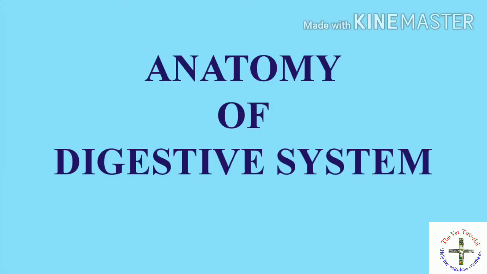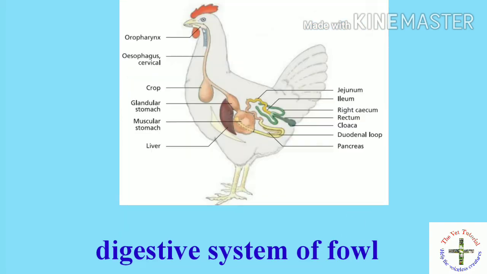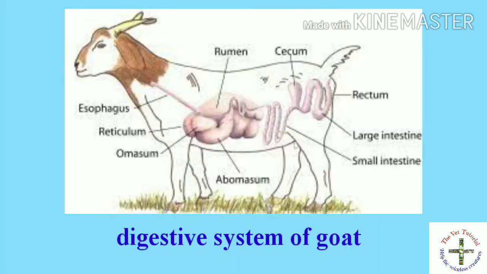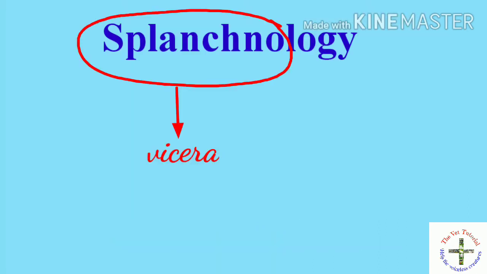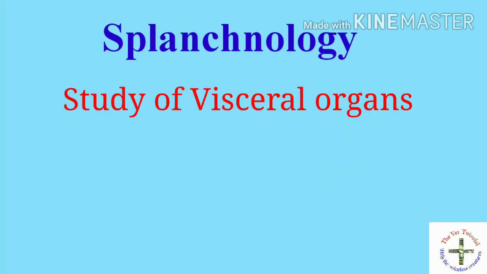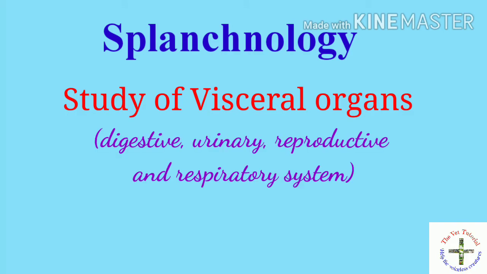Today we are going to study the anatomy of the digestive system. Before studying the digestive system, you should know under which category the digestive system comes. So it comes under splanknology. Splankno means viscera and logy means study. Splanknology is a Greek word which means study of visceral organs. Visceral organs include digestive, urinary, reproductive, and respiratory systems. And remember that visceral organ means internal organs of the main cavity of the body.